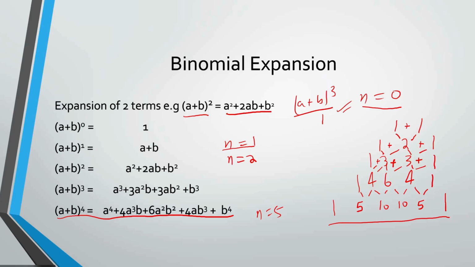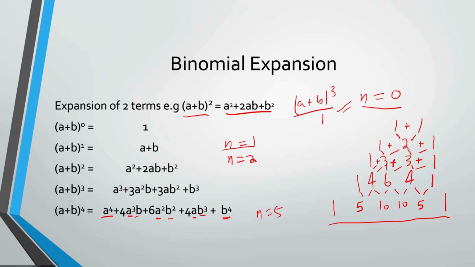And now let's discuss the other pattern. As you can see over here, first of all, the power of the first term starts with 4 and then becomes 3, 2, 1, and 0. It keeps on decreasing. For the second term, the power starts from 0 and keeps on increasing: 0, 1, 2, 3, and 4. So this is the other pattern. Using these patterns, we can deduce what we are going to get when the power is 5.